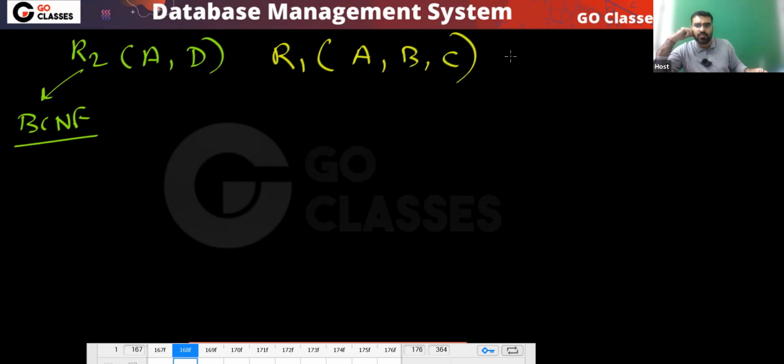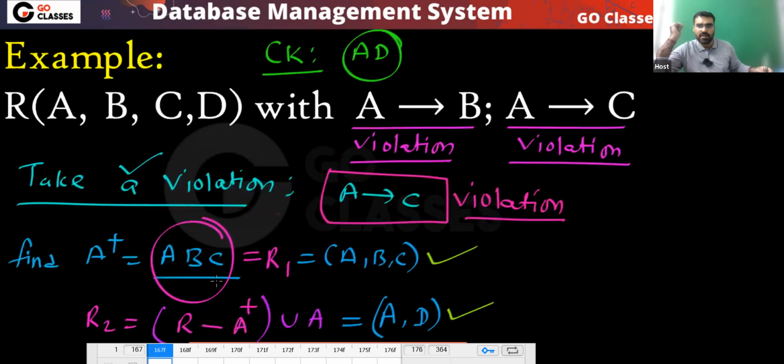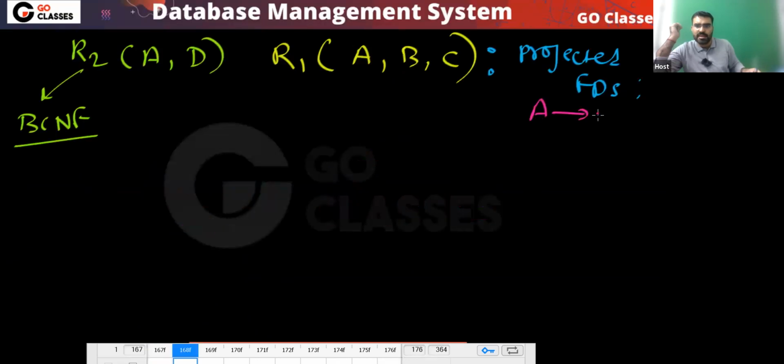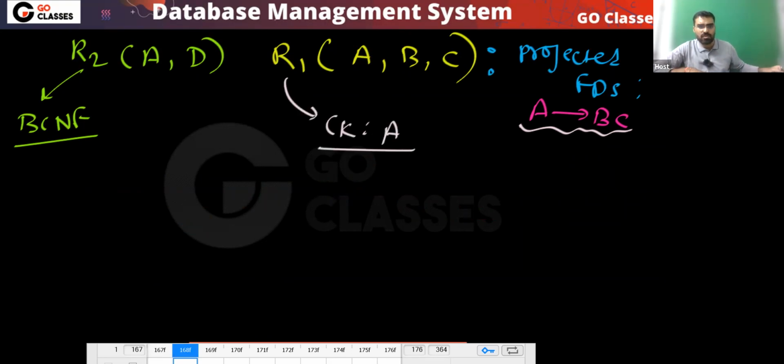What are the projected FDs of R1? I can say that A determining B, C is the projected FD. Agree or not? So what is the candidate key in this R1? That is A. So this is in BCNF. You can notice this is not a violation. This A is a super key. So I can say this R1 is in BCNF. So this is also in BCNF.